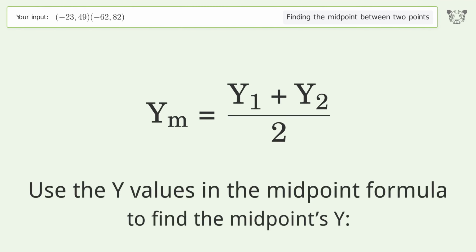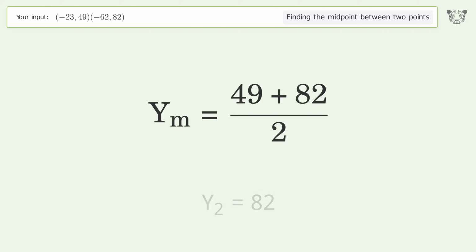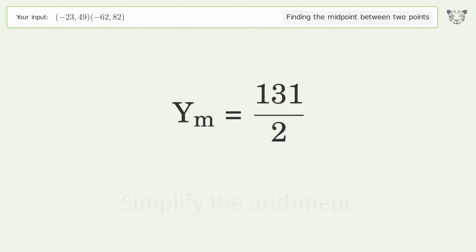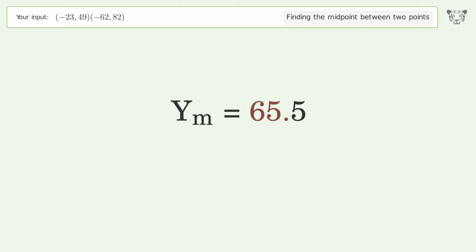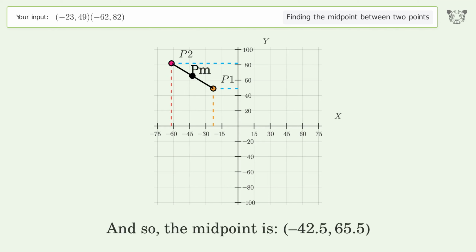Use the y values in the midpoint formula to find the midpoint's y. y1 equals 49. y2 equals 82. Simplify the arithmetic. And so, the midpoint is negative 42.5, 65.5.